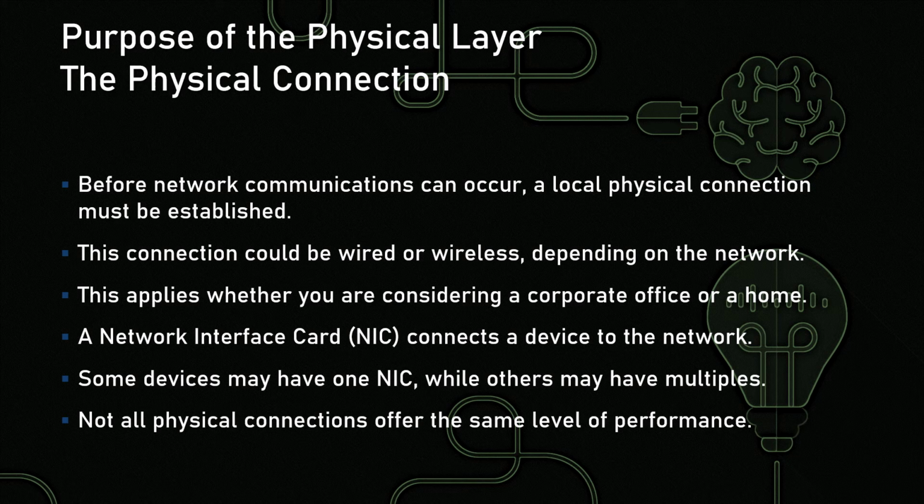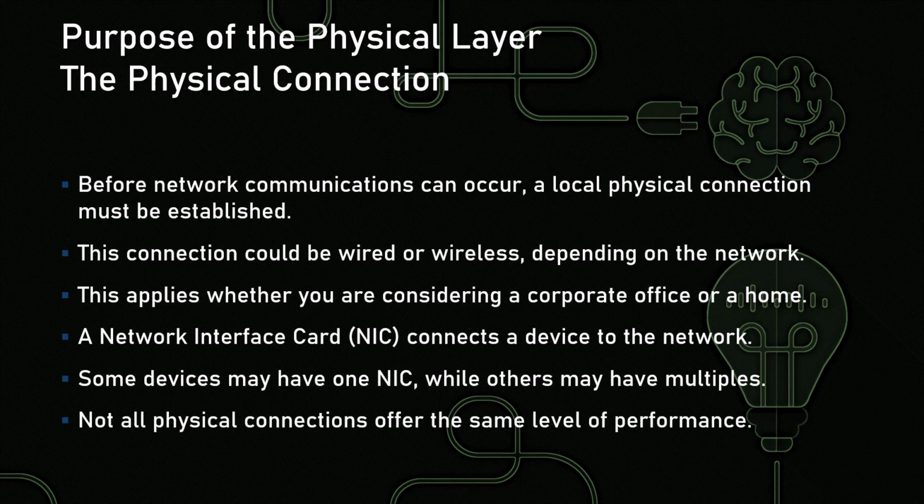You can't have network communications without a physical medium. So this connection could be wired or wireless depending on the network, but it does have to have that backbone infrastructure. A network interface card connects the device to the network and allows translation of signals coming in or going to that device. Some devices may have one network interface card. In certain cases, especially things like servers, will have multiple interfaces.